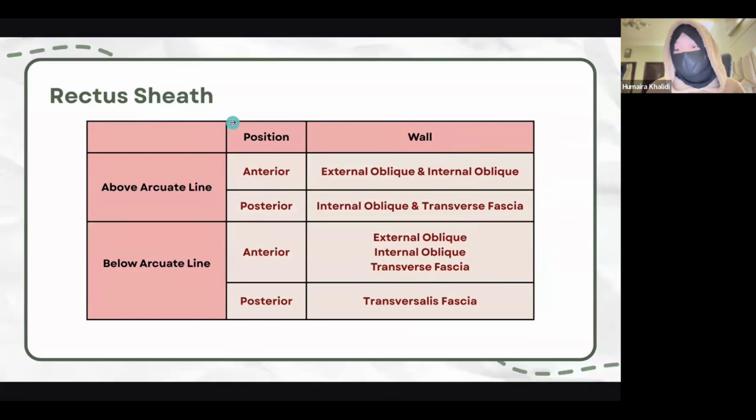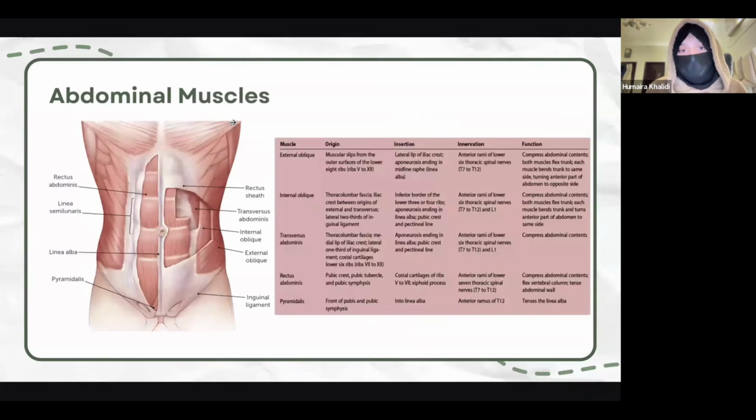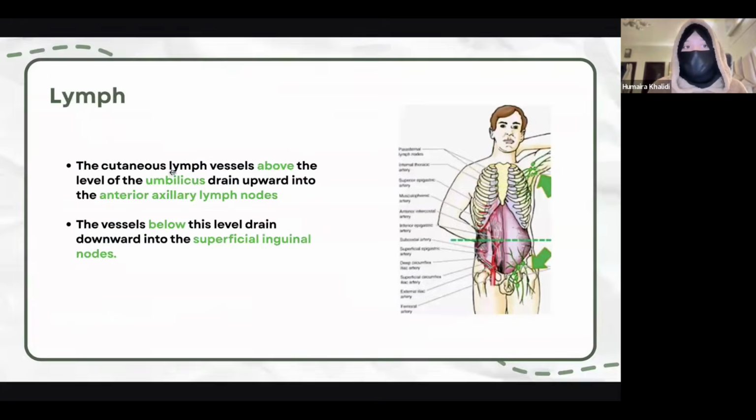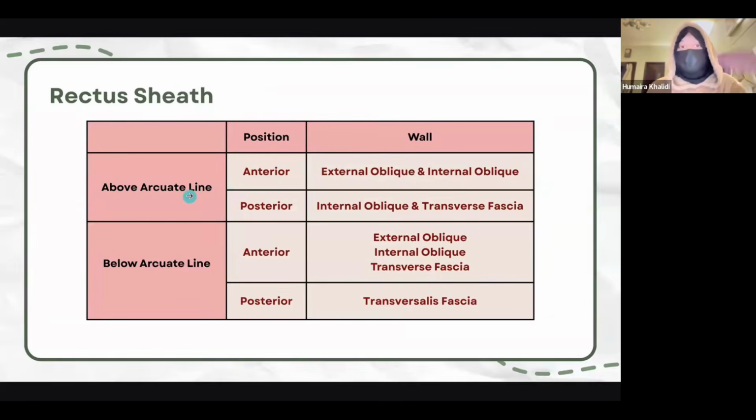The rectus sheath. Now, the rectus sheath was this. Okay? This is the rectus sheath. Above the arcuate line, the rectus sheath is anteriorly covering the external oblique and the internal oblique, and posteriorly it's covering the internal oblique and the transverse fascia. Why are we knowing this? I did not add that. There's a slide, Dr. Olena's slide.